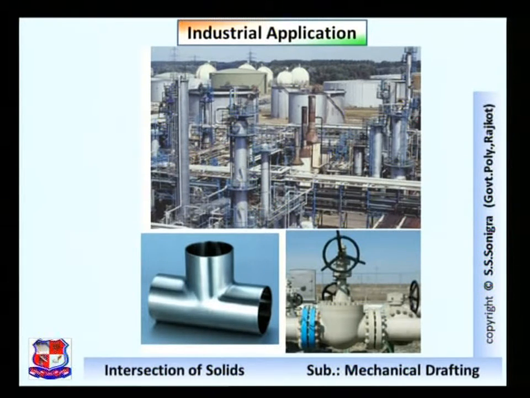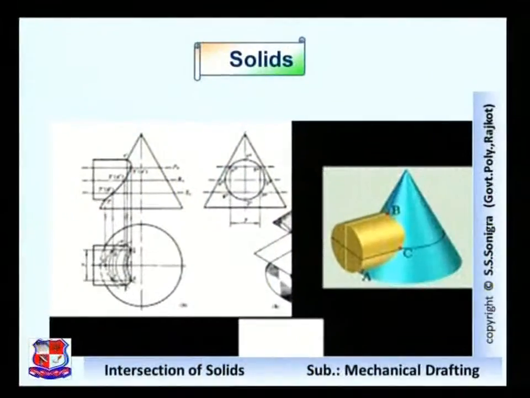Industrial application of intersection of solids. In industry, pipes are to be joined, and the variation in shape will cause the intersection of solids application. This is one problem, the intersection of cone and cylinder. Vertical cone is there, horizontal cylinder is there, and this curve that we have to draw is the objective for today's discussion. In front view, this curve would appear as shown over here, and in top view this curve would appear as represented over here.